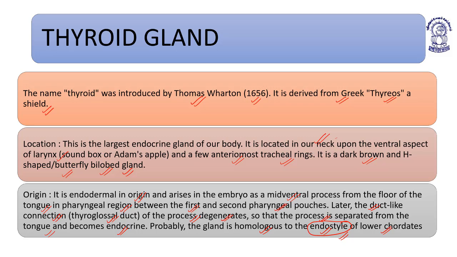So it is endodermal in origin and arises in the embryo as a mid-ventral process from the floor of the tongue in the pharyngeal region between the first and second pharyngeal pouches. This is known as what? Thyroglossal duct, which further gets separated to separate the endocrine gland from the tongue. Probably the gland is homologous to the endostyle of lower chordates. So you know the location is in the tracheal region, and the origin, you know how it is originated.